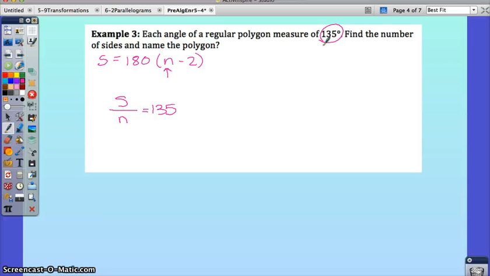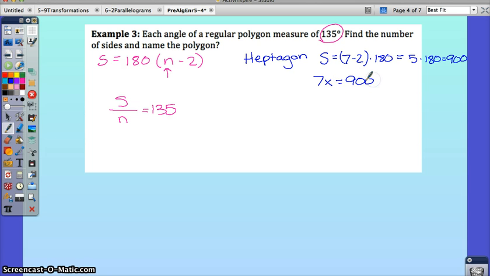Start with whichever one you like. I'm going to try a heptagon. If I had a regular heptagon, my sum would be 7 minus 2 times 180, or 5 times 180, which would be 900, right? So if I had 7 angles and each one was x, if I divide 900 by 7, I would see that each angle is, this one's going to come out to be a decimal, 128.57 about. Is that 135? No, but we are getting closer.